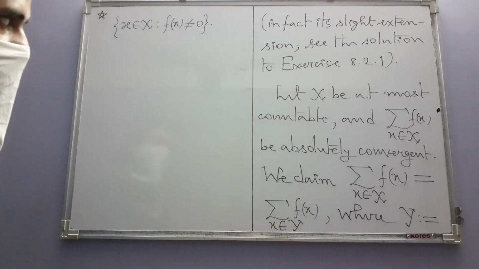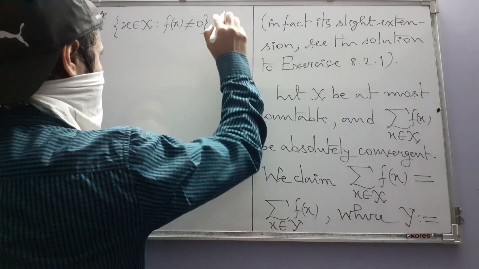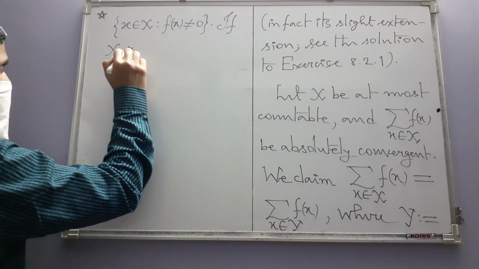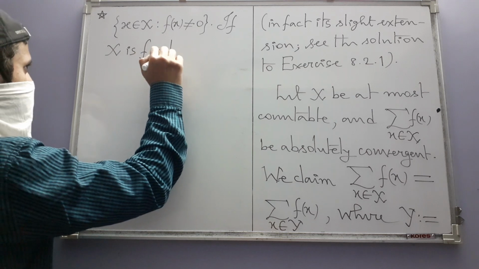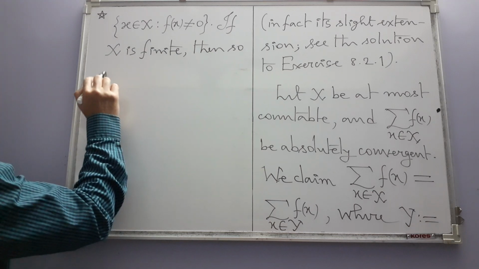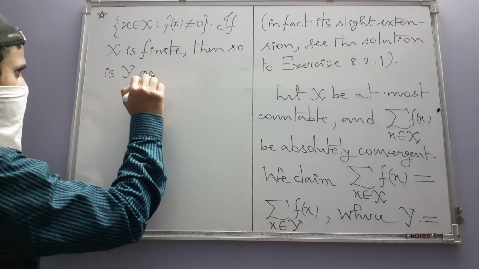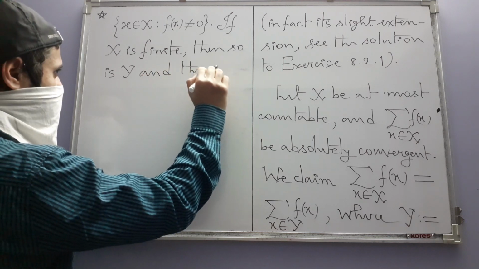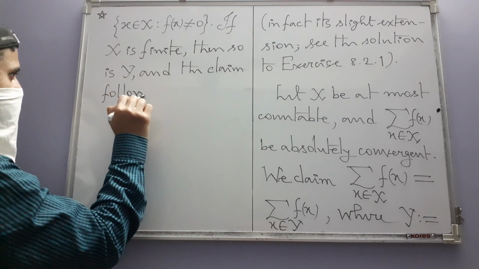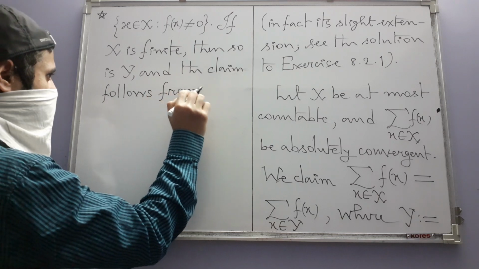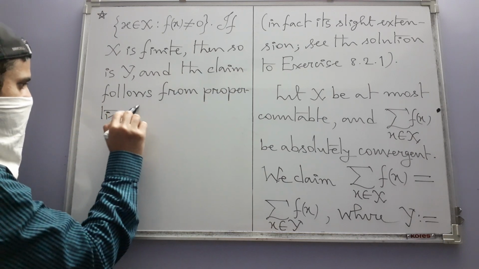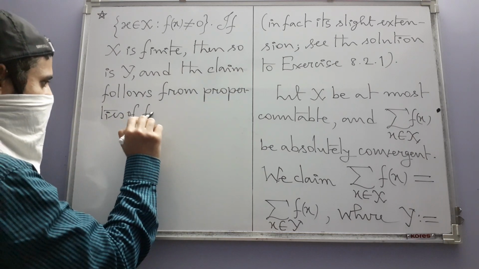Okay. So let's see what the cases are. If X is finite, then so is Y, and the claim follows from properties of finite sums.